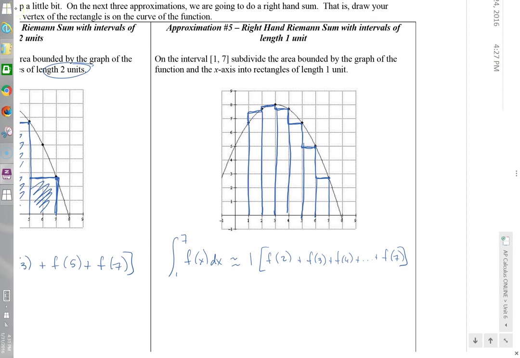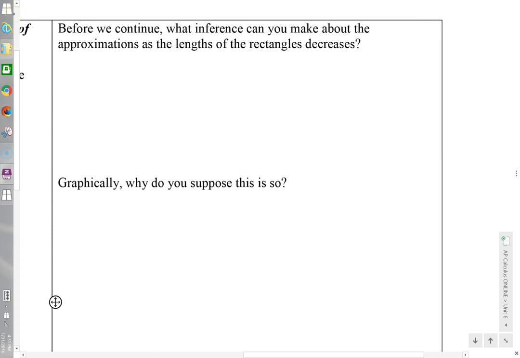So for the sake of redundancy and making this video 3 hours long, you go ahead and do the next approximation, right-hand sums with the interval of length 1/2 a unit. So you can pause it and do that. And then we'll work on midpoint. I'll do one of the midpoint and we'll move from there. So pause it so you can do approximation number 6. So you should have right hand with 1/2 intervals from 1 to 7.